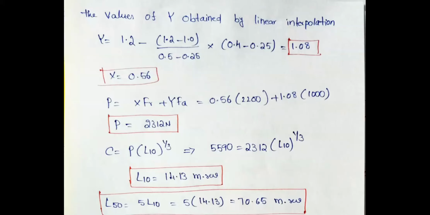If you know the FA by C naught value directly in the table, you can directly take the values of X and Y. Otherwise, you can go for interpolation. So this is the very, very easiest method. Hope you understand this problem.